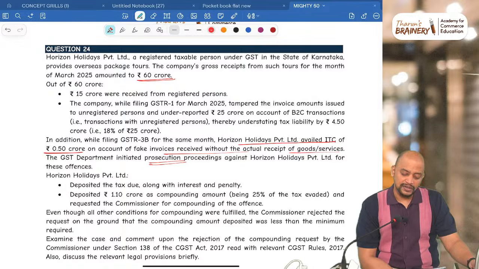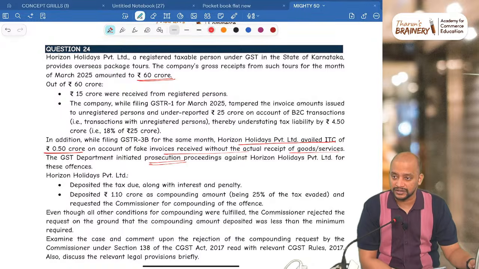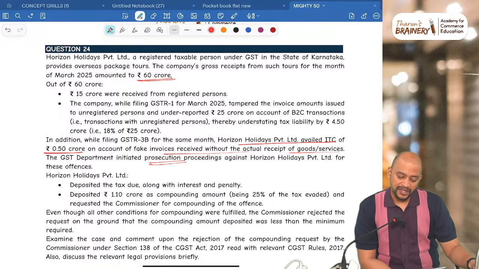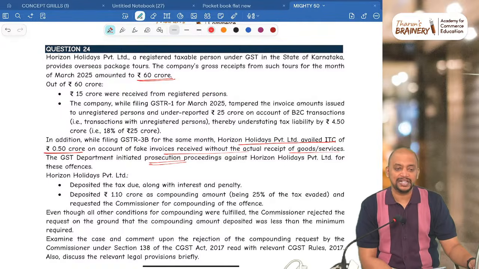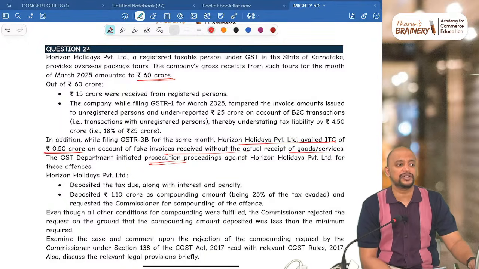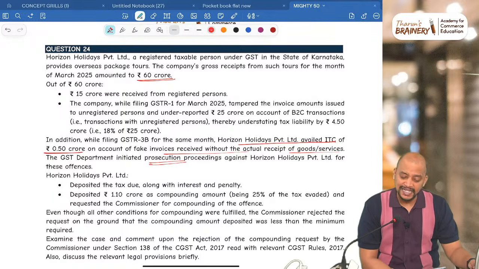Invoice? No. 0.5. Invoices received without actual receipt. ITC default. ITC default. Okay. And the first one, actually invoice problem will not be there. Reason, unregistered person, which means they falsified the financial record. See, if it is a registered person only, that invoice default will come. Here they gave invoices.